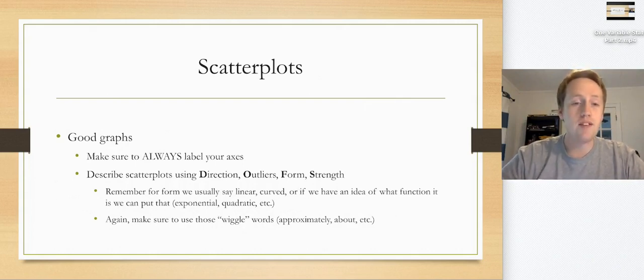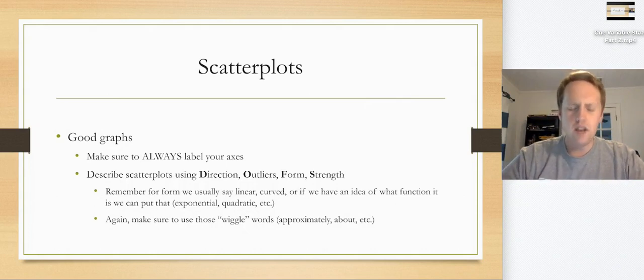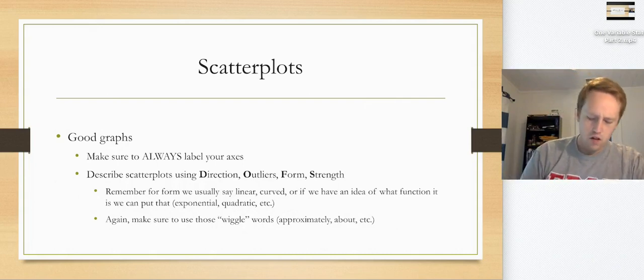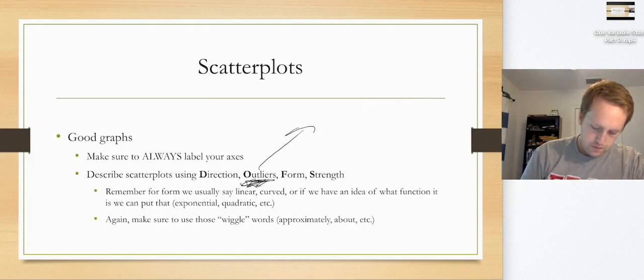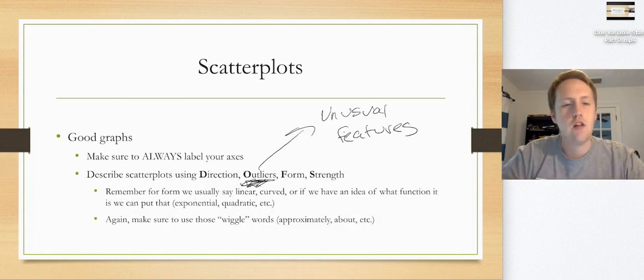The way we describe a scatter plot is using another acronym. So remember, for one variable statistics, there's COVs. For this, there's DOFs. So we're looking for direction, outliers, form, and strength. And we might even say, instead of outliers, we might say unusual features instead of just outliers.